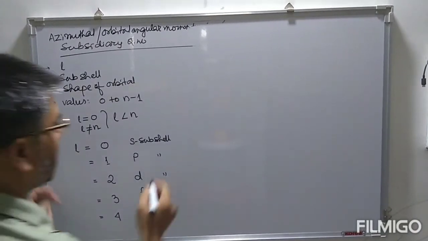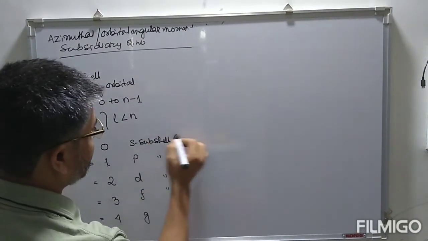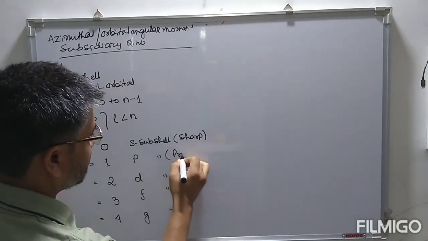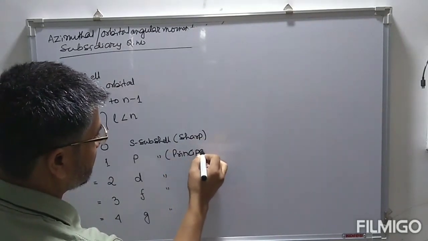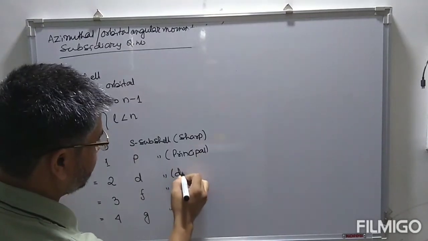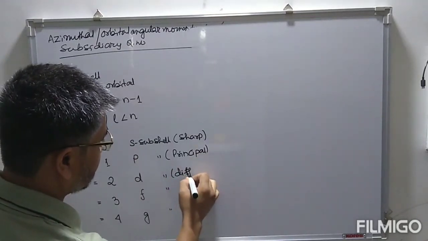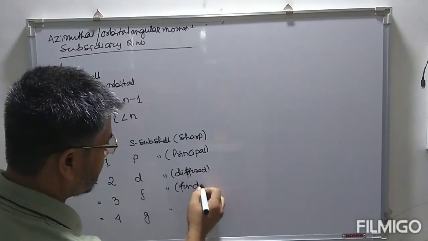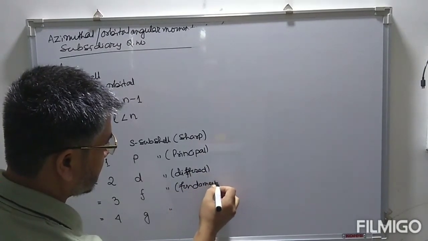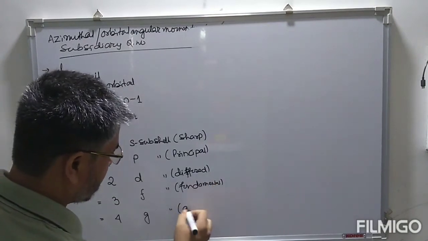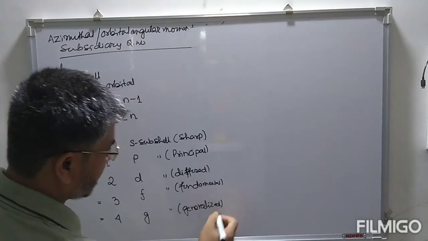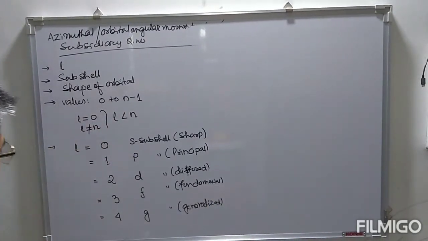Now this term s represents sharp, p for principal, d for diffuse, f for fundamental, g for generalized. These are not spectroscopic words.